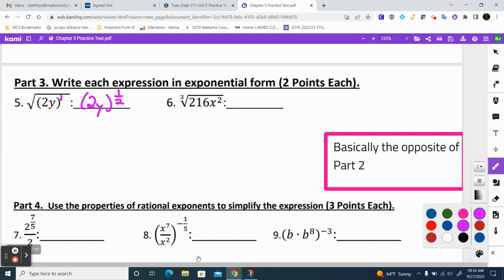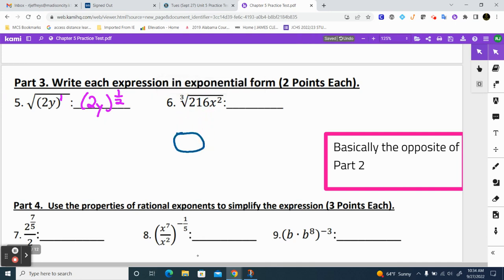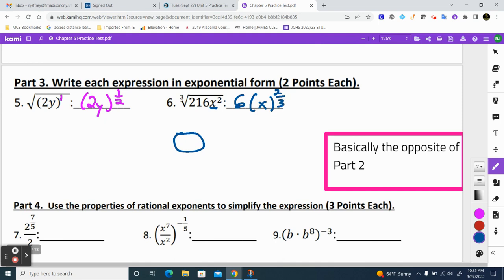Now, this right here, can we take the cube root of 216? Yes. And what do we do when we take said cube root? 6. We can actually pull it outside the house. Now, this x squared, is that going to go outside the house or inside the house? Inside. So that also means it would be inside the parentheses.